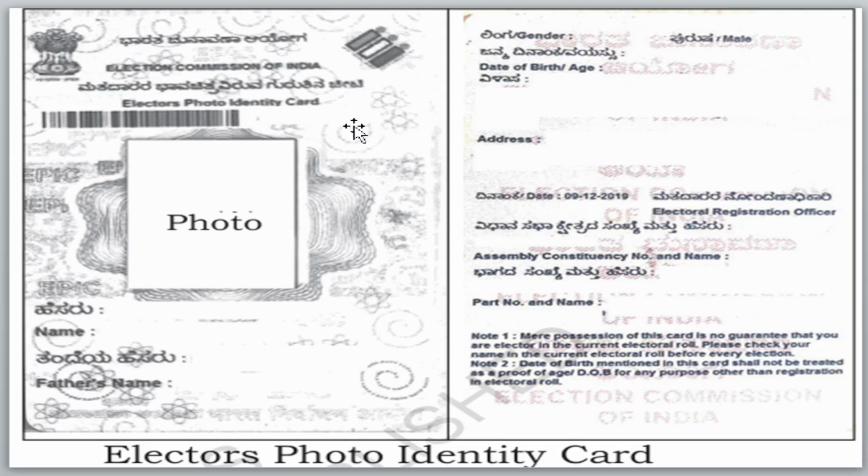Then on the election photo identity card, the photo of the voter will be there, along with the name and their father's name. Then their gender, age, and date of birth are written here. Then the address is written, and when it was issued. They also write the constituency name and the number here. This is what the Elector's Photo Identity Card is.